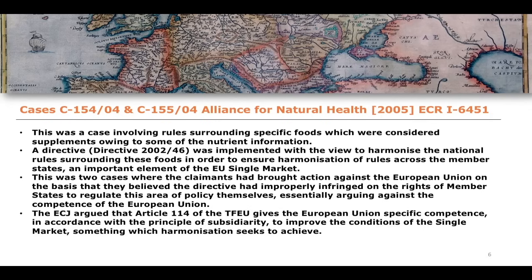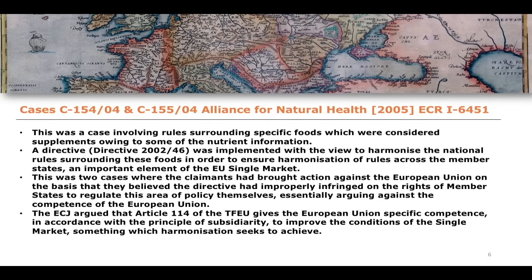The European Court of Justice argued that according to Article 114 of the Treaty on the Functioning of the European Union, essentially what this did was give the European Union specific competence, in accordance with the principle of subsidiarity, to improve the conditions of the single market. That gave them relatively broad scope in terms of their abilities to regulate in lots of different areas, because they can do so under the motivation of, quote, improving the single market.